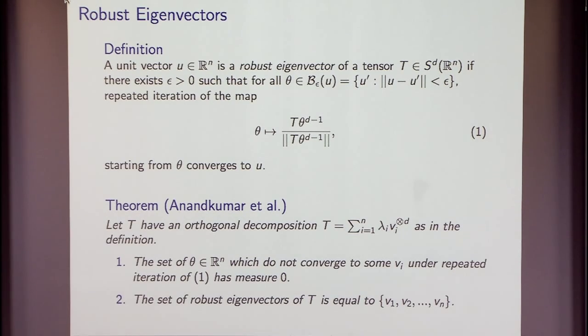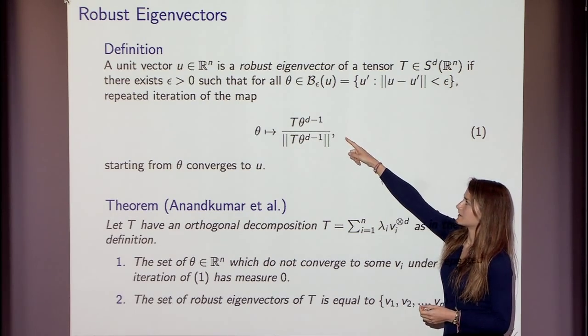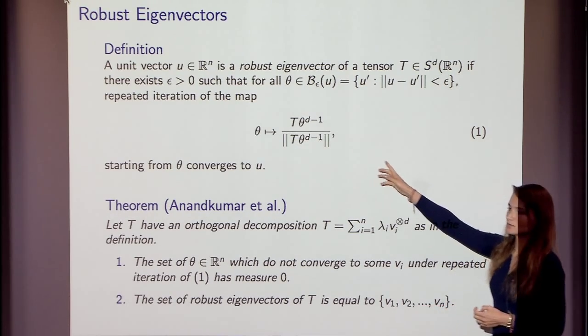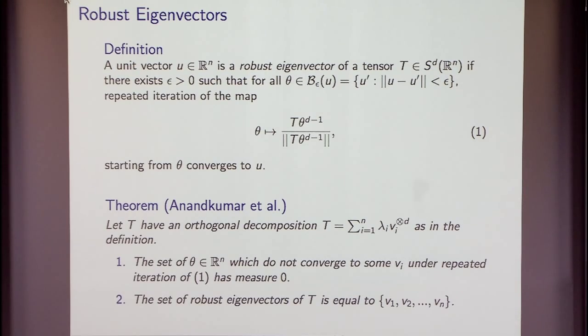Note that if theta was any eigenvector of unit norm, then T theta to the d minus 1 normalized would be equal to theta. But we also require that if we start in a ball around theta, we go back to it.